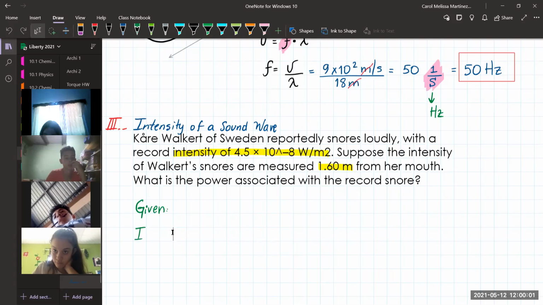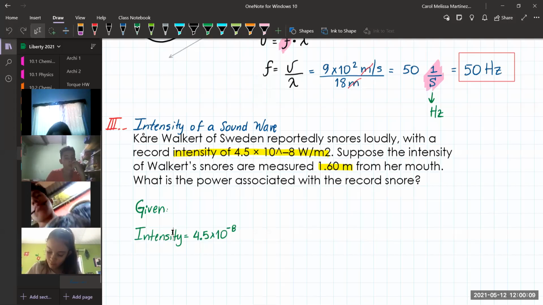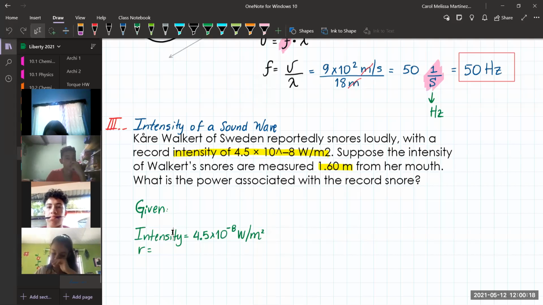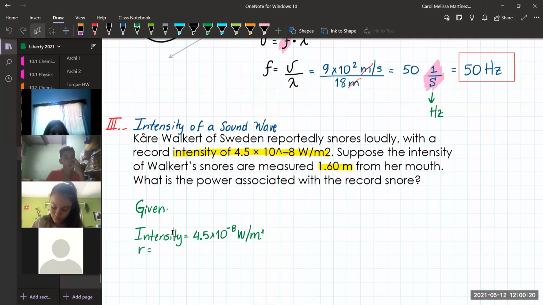They are giving me the intensity, and that is 4.5 times 10 to the negative 8th power watts over square meters. It's giving you a distance from the source, which is her mouth, because when you snore, the sound is coming, of course, from your mouth. So the distance from the source, from her mouth, is 1.6 meters. And they're asking you to find the power. How much power? How powerful her snores are.